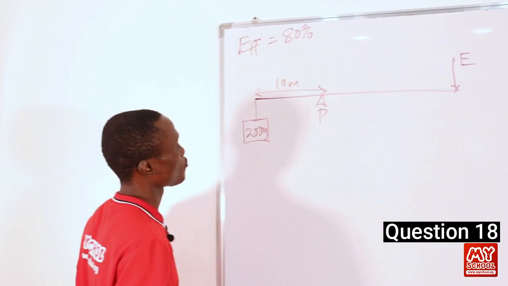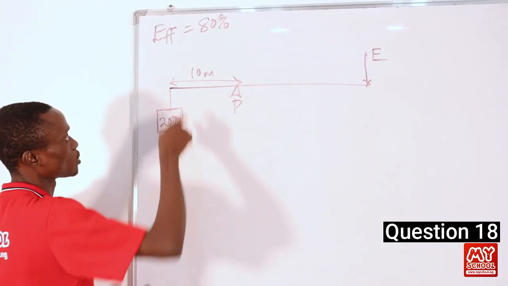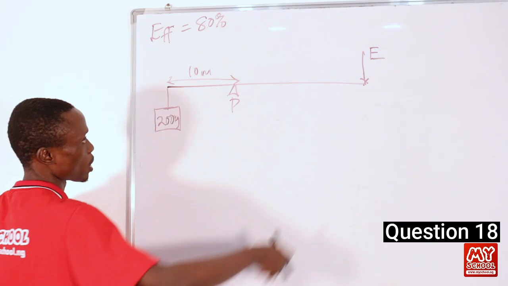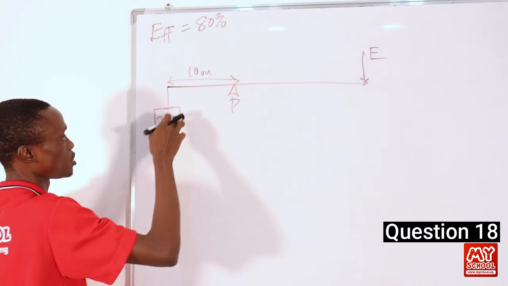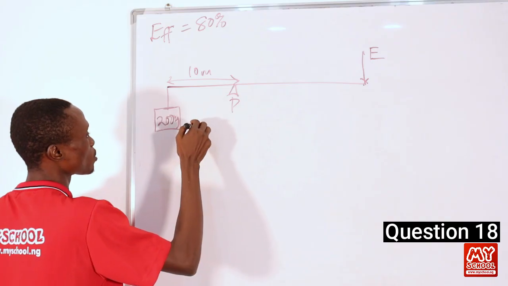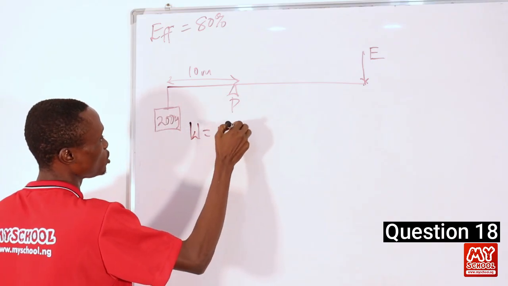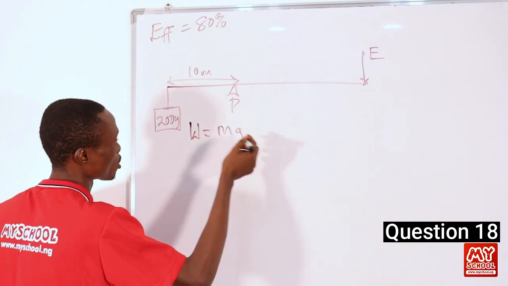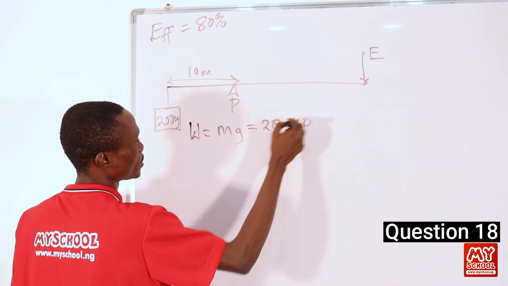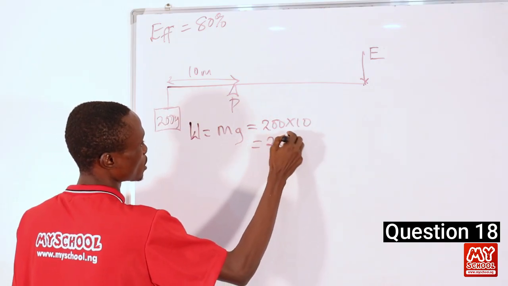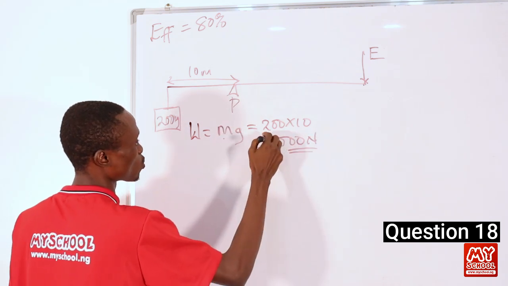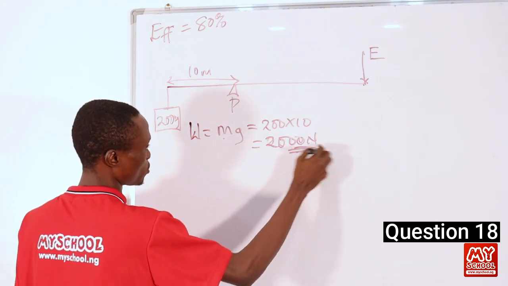From the information given to us in the question, we know that efficiency is equal to 80%. We are asked to look for the effort required to raise this load. Load here, they're actually referring to force. Since we know that weight is equal to mg, which is also equal to force, this will be equal to 200 times 10. That will give us 2000 Newton. So our load L is equal to 2000 Newton.